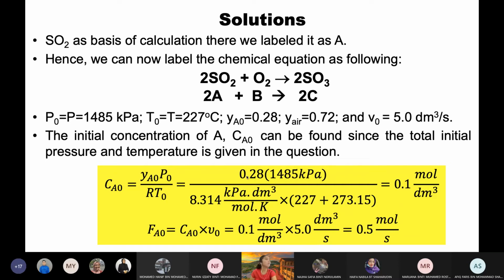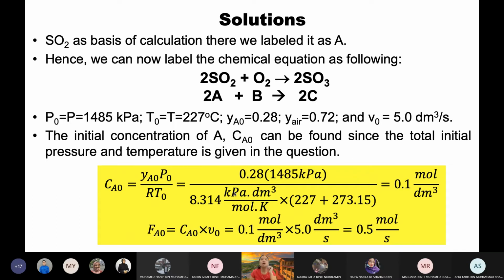So the mole fraction of A was 28%. SO2 punya mole percent was 28%, right? So 28%, 0.28, you multiply with 1485 kilopascal. Okay, so done. Okay, bottom. Kamu kena ingatlah kalau kilopascal, the R value we will use 8.314 kilopascal dm cube per mole Kelvin. So that's the unit for the gas constant, 8.314 kilopascal dm cube per mole Kelvin.